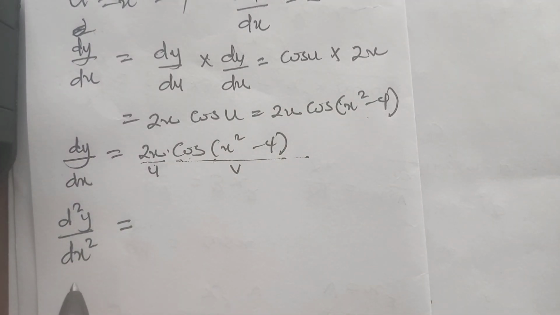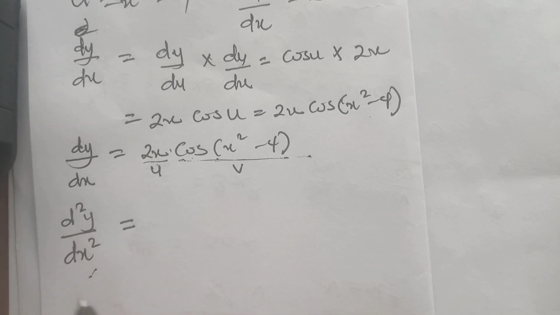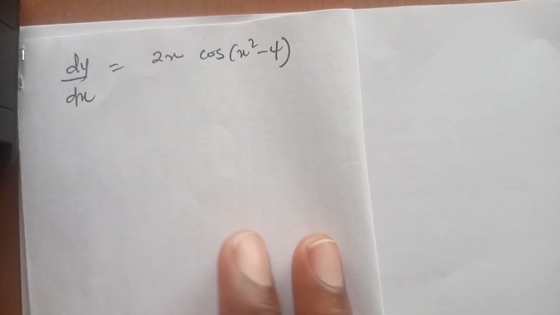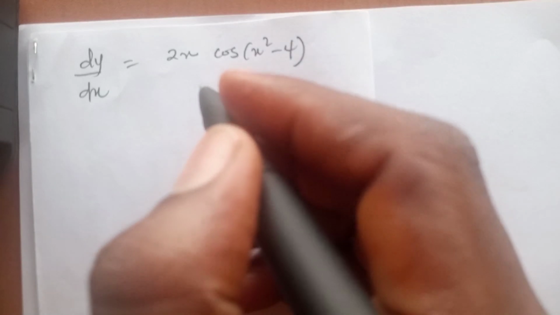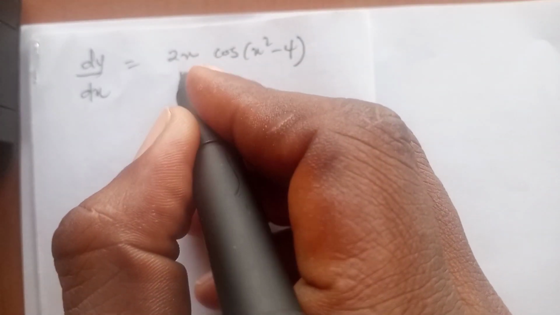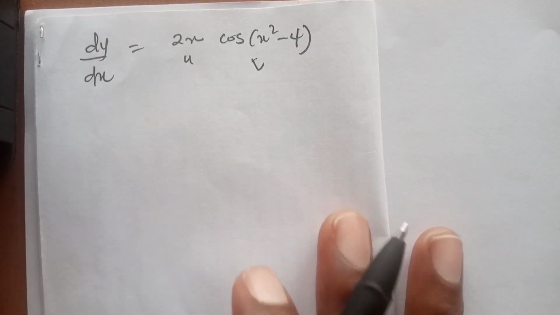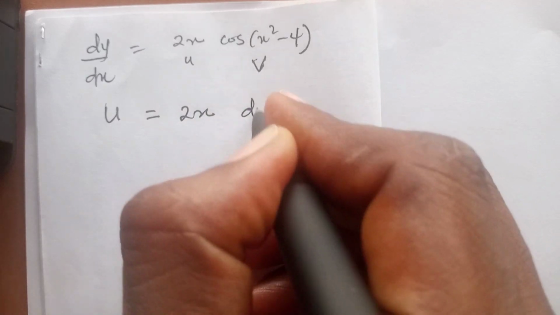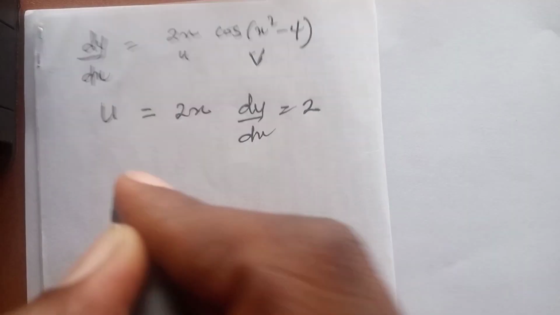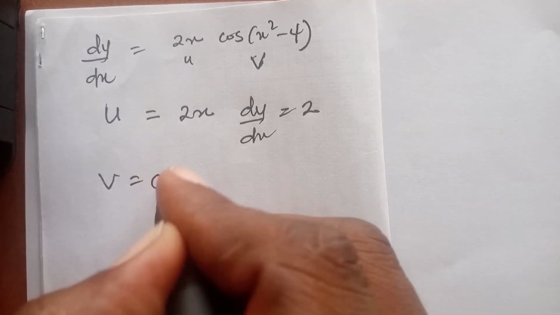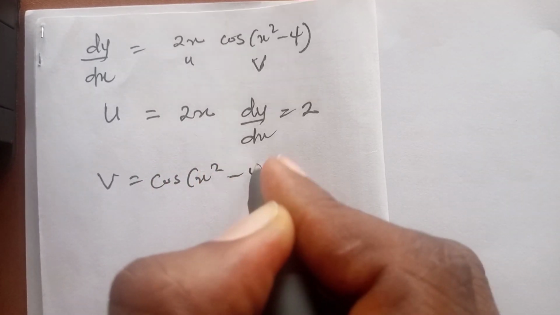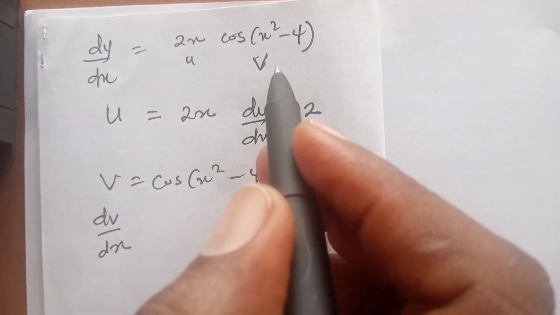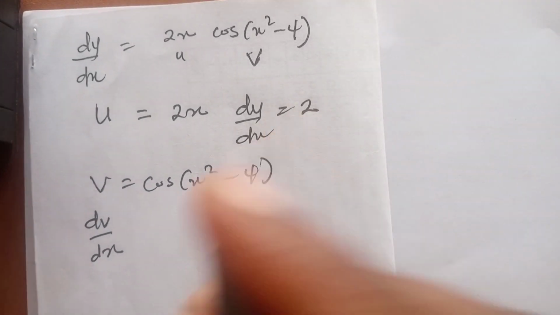This is what we have. The dy dx is this. So from my product of two functions, I'll use this as u, and I'll use this as my v. So u equals 2x and du dx equals 2. Then v equals cos of x squared minus 4. And what is my dv dx? Dv dx, because it's depending on this.